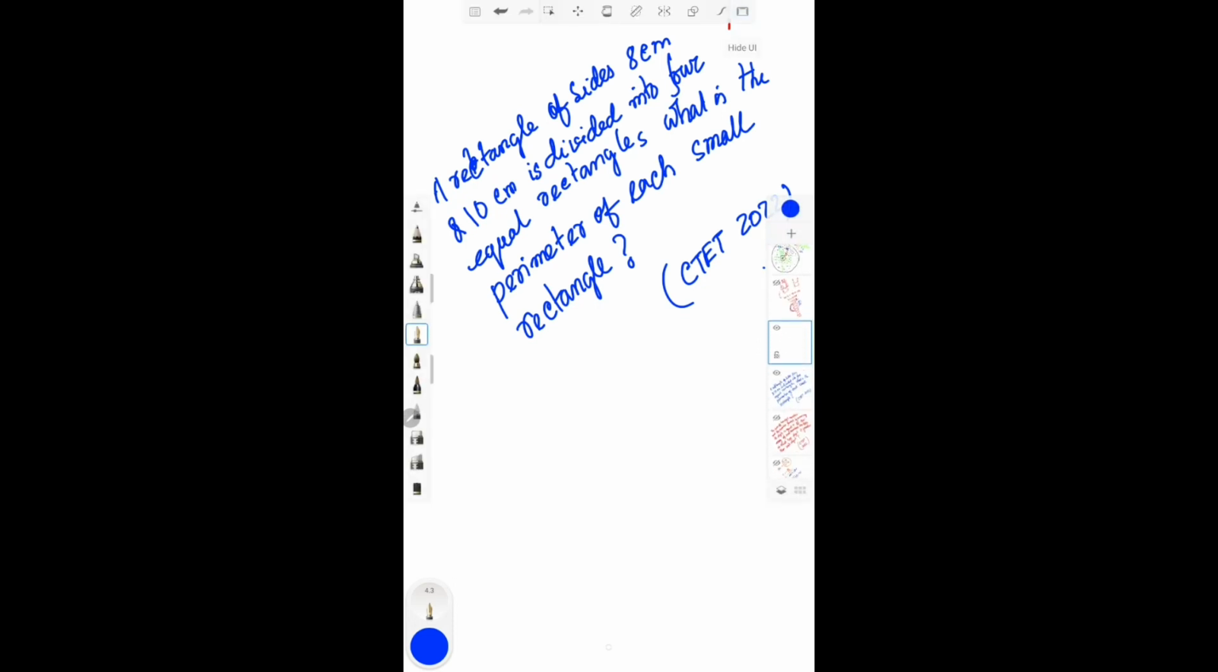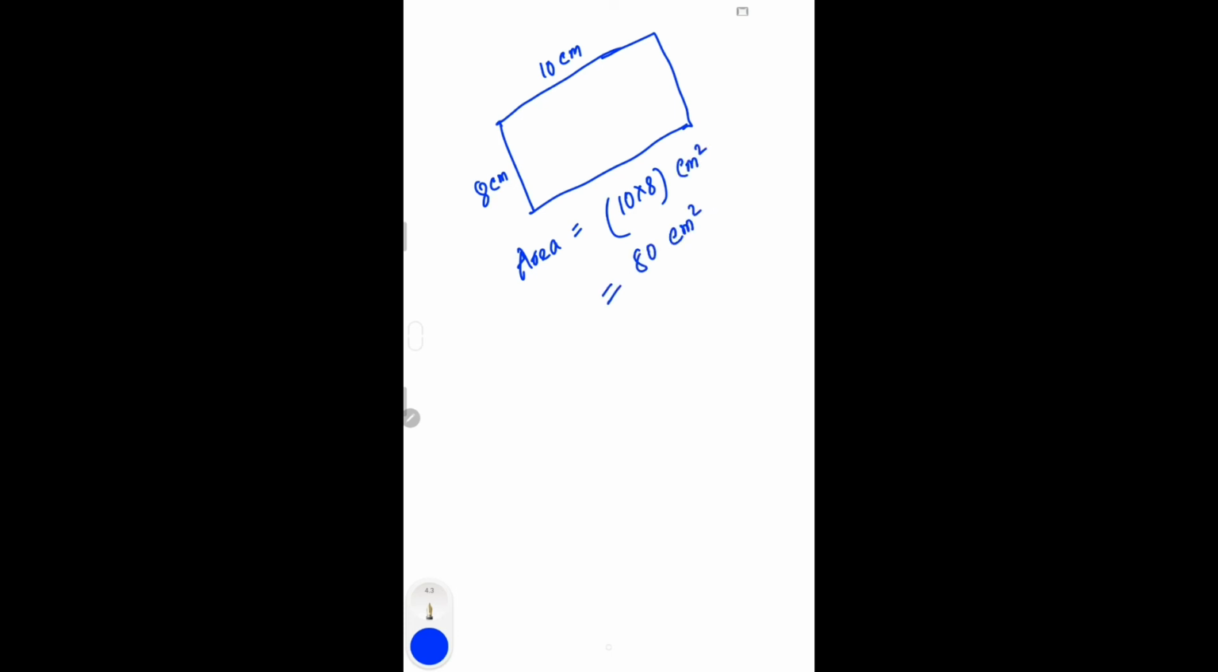Let us take another slide. So the question has said that a rectangle has its length and breadth given, that is 10 cm and 8 cm. Then you have to calculate the area of that rectangle. Area is simply the multiplication of these two numbers, so 80 centimeter square.